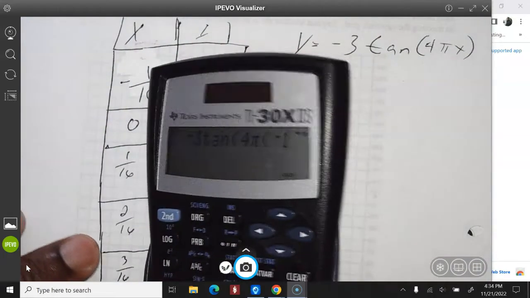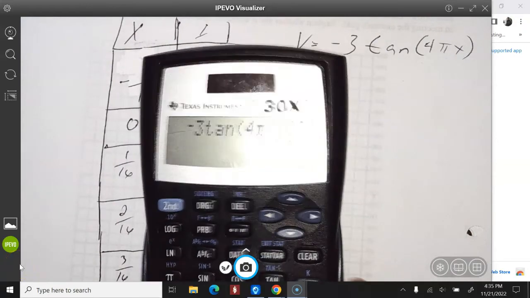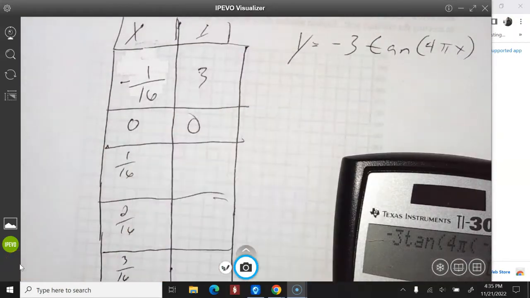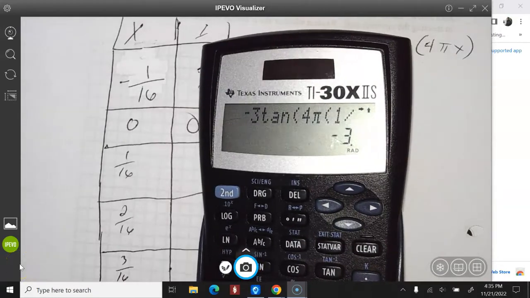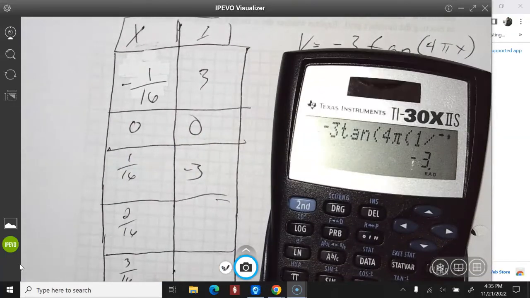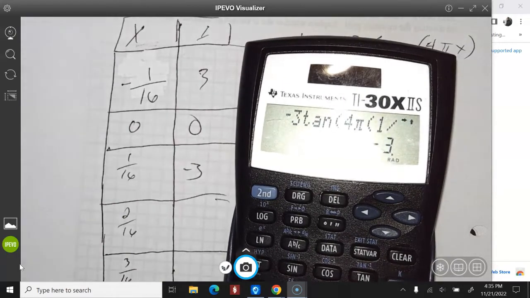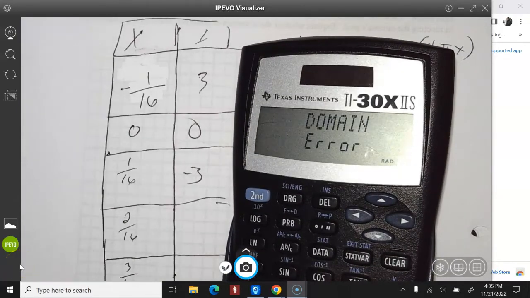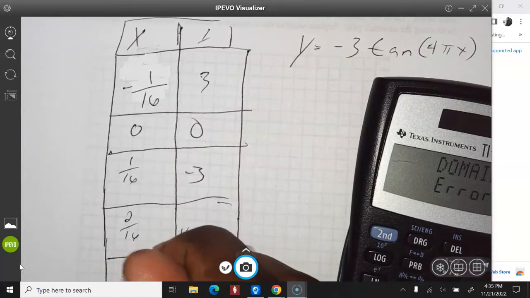When I take that same equation and plug in 0, the output should be 0. So the next number over is 0. When I plug in 1 over 16, the output is negative 3. I'm willing to bet this is going to be an asymptote. I'm going to make sure though, by plugging in a 2. So when I plug in 2, I get undefined, exactly what I expected. So at that place it's undefined.